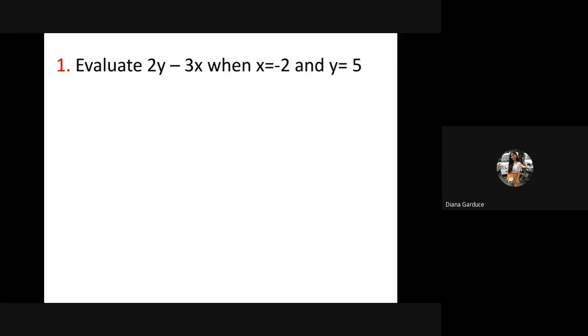Evaluate 2y minus 3x when x is equal to negative 2 and y is equal to 5. All you have to do is to substitute the value of x and y there. But do not directly substitute y doon sa 2y kasi ang lalabas niyan magiging 25 yan. Remember 2y, when you are going to translate this, that is twice a number. So this is twice and then 5. Wag basta-basta ilalagay ang 5 na hindi nyo lalagyan ng parenthesis yan. Minus 3, our x is negative 2.